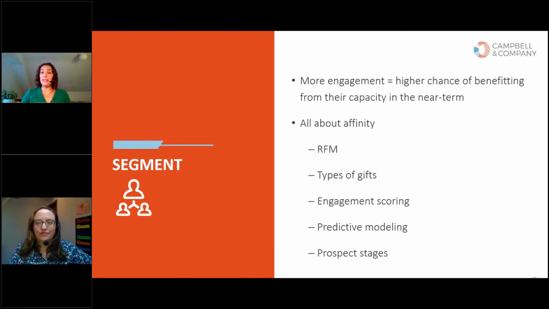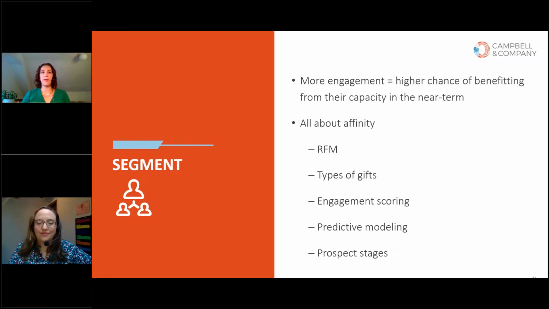We can also look at predictive modeling. So this is where you would build a model of what a major donor to your organization looks like, and then line everybody else up against that model to see how likely they appear to be as a potential major donor. That's a great affinity flag.